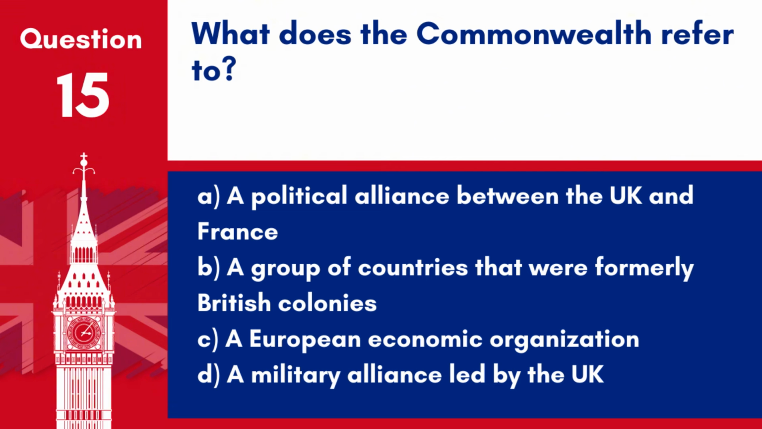A. A political alliance between the UK and France. B. A group of countries that were formerly British colonies. C. A European Economic Organisation. D. A military alliance led by the UK. Answer: B. A group of countries that were formerly British colonies. The Commonwealth promotes values such as democracy, human rights, and economic development.